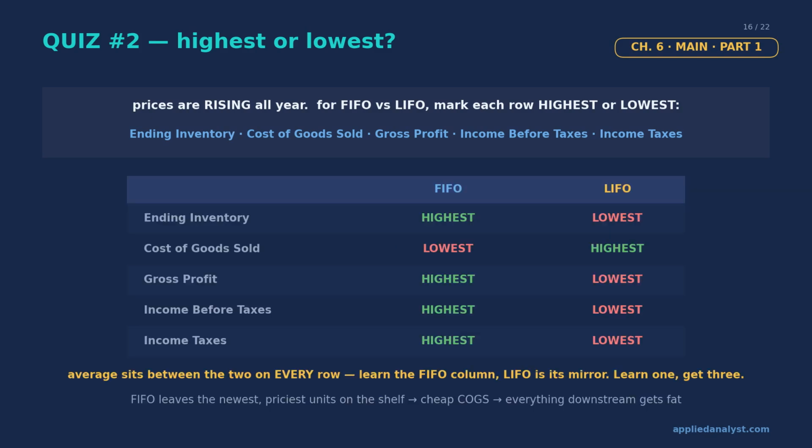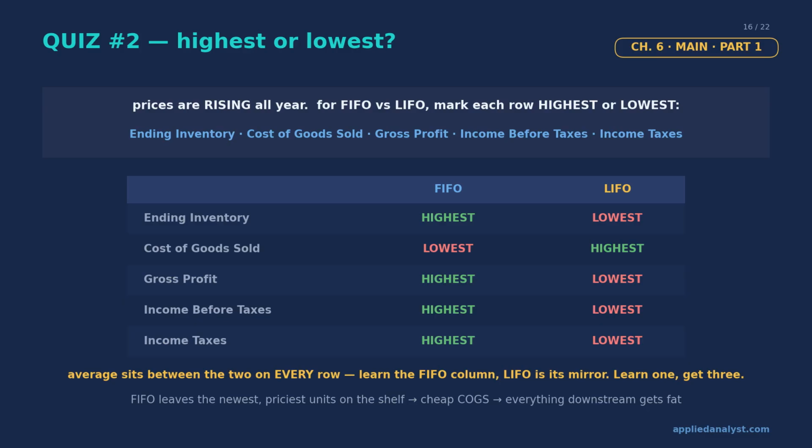Answers: ending inventory, FIFO highest, LIFO lowest. Cost of goods sold, FIFO lowest, LIFO highest. Gross profit, FIFO highest, LIFO lowest. Income before taxes, FIFO highest, LIFO lowest. Income taxes, FIFO highest, LIFO lowest.